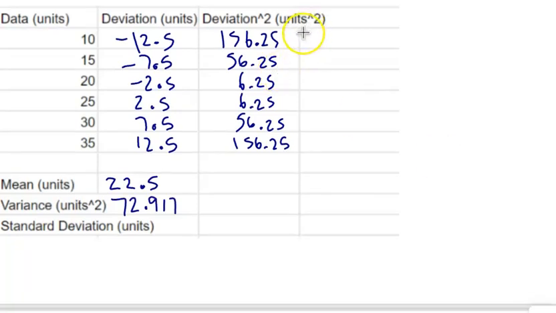So if I add up all of my squared deviations and then divide by 6, that gives me 72.917 rounded to 3 decimal places. That average is what we call the variance of our data set.